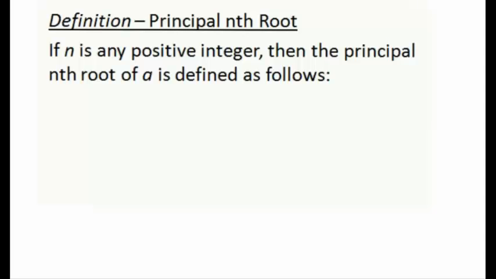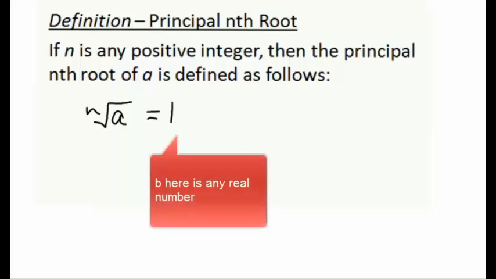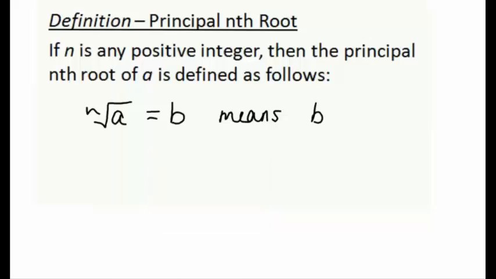Let's start off with a definition. If n is any positive integer, so numbers like 2, 3, 4, 5, etc., then the principal nth root of a number a is defined to be the following. If we have that the nth root of a is equal to b, this means that the number b raised to the power of n is equal to the number a.